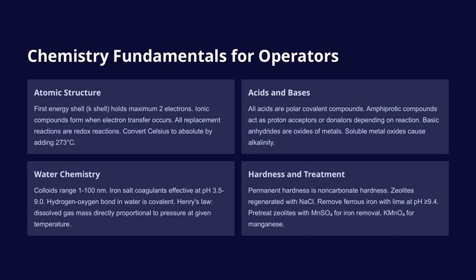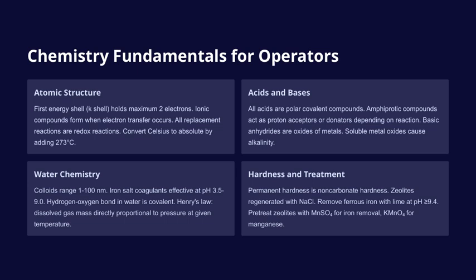Let's start by looking at atomic structure, which is fundamental to understanding chemistry. The first energy shell, often called the K shell, can hold a maximum of 2 electrons. This is important because when atoms transfer electrons, they form ionic compounds. So, ionic compounds develop through electron transfer, and it's worth noting that all replacement reactions are essentially redox reactions, involving oxidation and reduction processes. Also, when converting Celsius to Kelvin, we simply add 273, so 0 degrees Celsius equals 273 Kelvin.